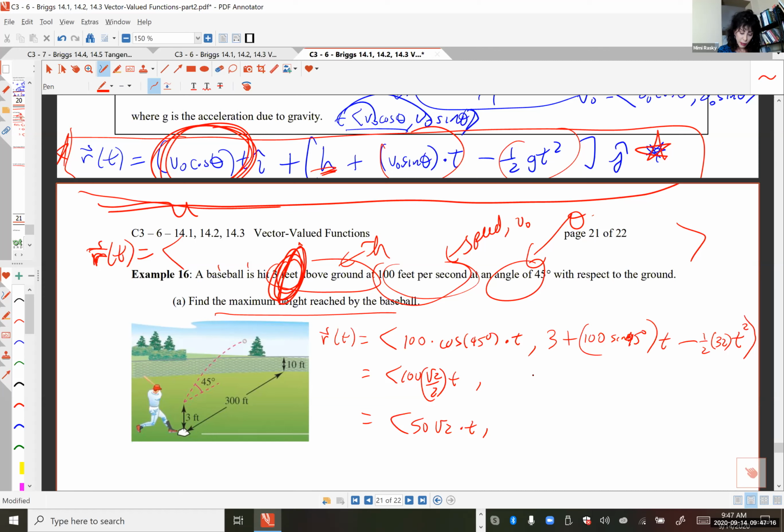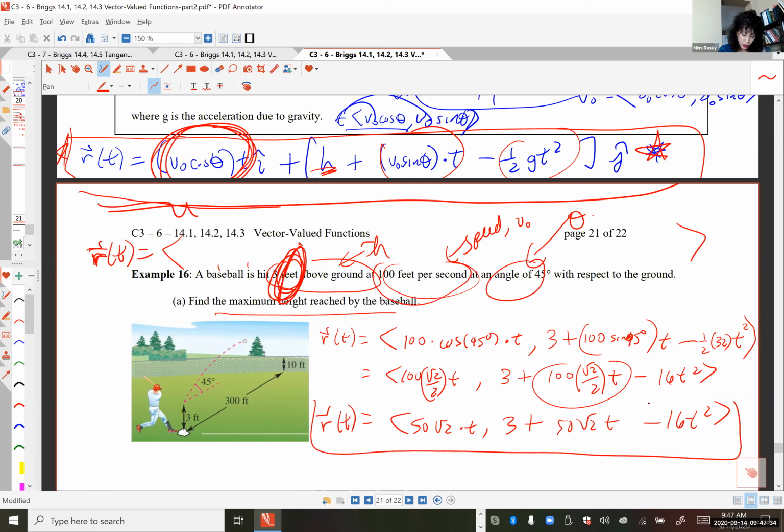And you can clean this up a little bit. This is going to be 3 plus 100 square root of 2 over 2 t minus 16t squared, and then if you clean that term up, I'll have 50 square root of 2 t minus 16t squared. Okay, I want to see this somewhere on your paper, because this is what we're going to use to do the rest of this problem. That is your vector valued function describing the motion of this baseball.